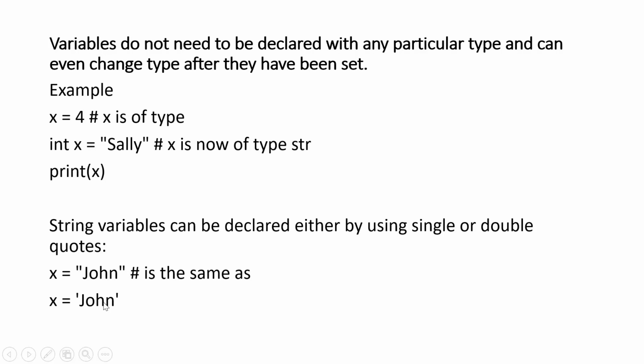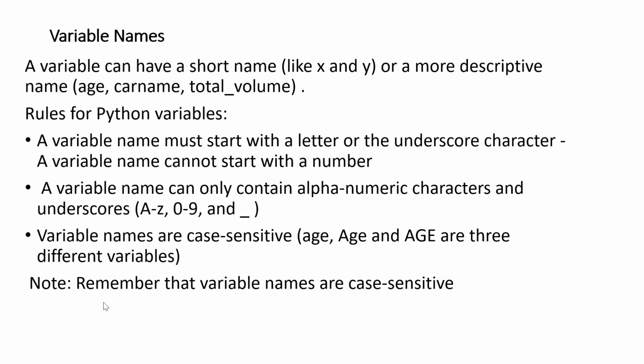Variable names. What are variable names? A variable can have a short name like x, y, z, or a more descriptive name like age, car name, total volume, etc. We have some rules for defining Python variables. A variable name must start with a letter or underscore. That means we have to start a variable name with a letter, not with a number. A variable name can't start with a number.